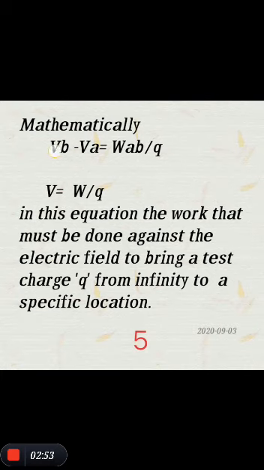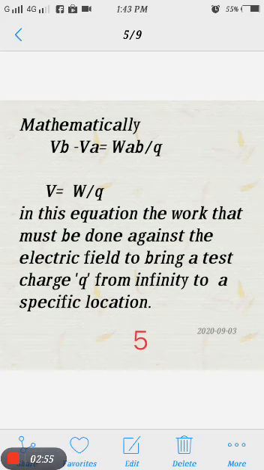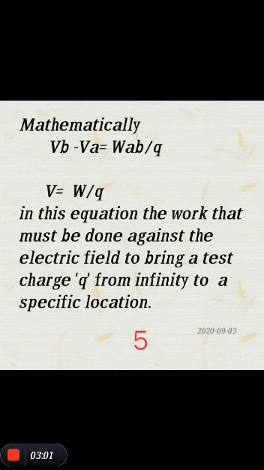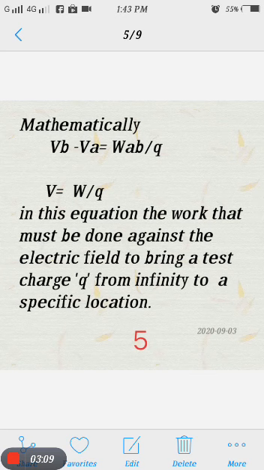Mathematically, VB is the potential at point B, whereas VA is the potential at point A, and the difference between these two is given as W_AB, the work done between points A and B, over the charge Q. So it can also be simplified as potential difference V = W/Q. In this equation, W is the work that must be done against the electric field to bring a test charge Q from infinity to that specific location.